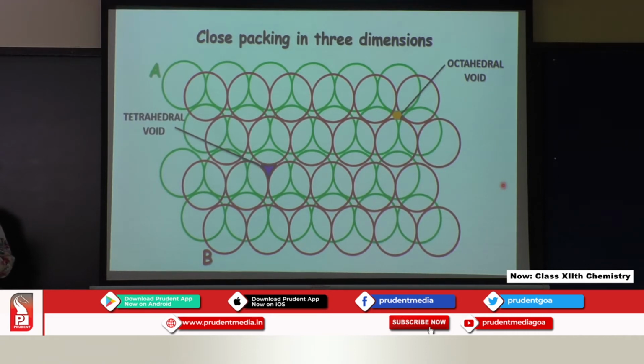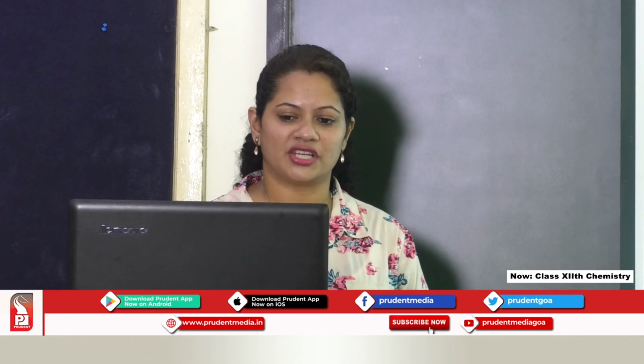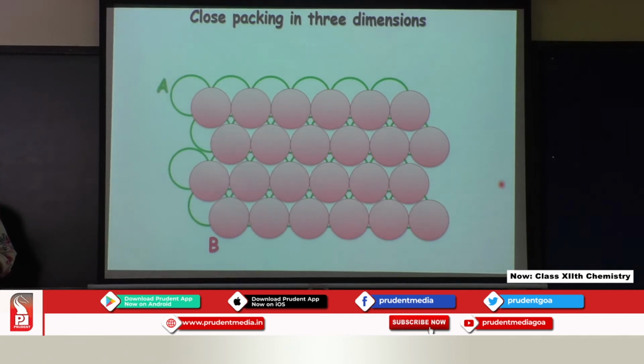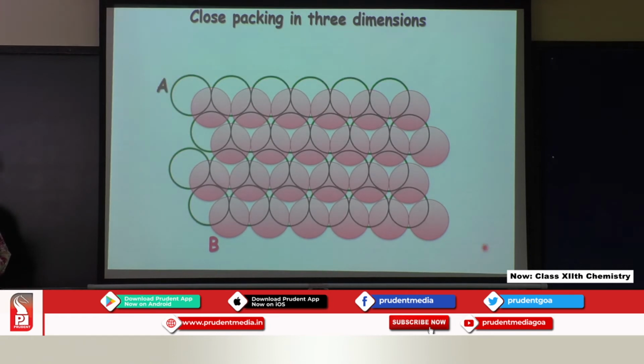Since we are talking about 3 dimensions, we now also need to generate a third layer. We have the spheres A followed by the layer B. The octahedral and tetrahedral voids are seen in this particular figure. We now generate a third layer. If you observe carefully, the third layer is placed exactly above the first layer. Hence, it is labeled as A, and all these spheres are shown in black.